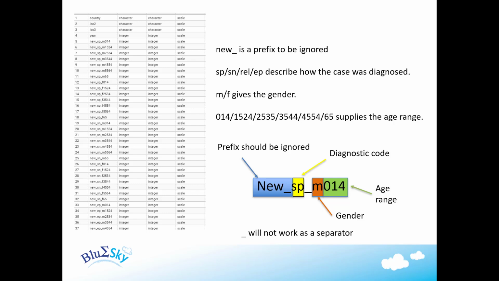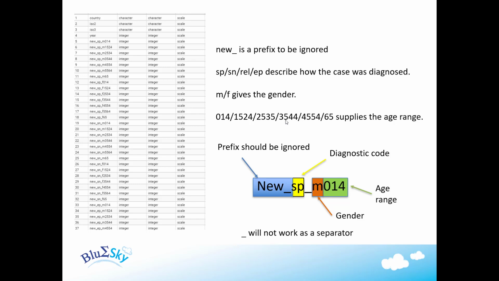And after the gender, I have the age range. So 0 to 14, 15 to 24. The measure in the fifth column is for a patient from 0 to 14 years of age, and the second column represents 15 to 24 years of age. All right, so that's the age range. Now, again, let me reiterate, the new underscore doesn't mean anything. That's just a prefix that needs to be ignored. Then you have the diagnostic code here, which can take any of these four values. Then I have an underscore, which is followed by the gender, and the gender can be male or female. It can take one of these two values here, followed by the age range.